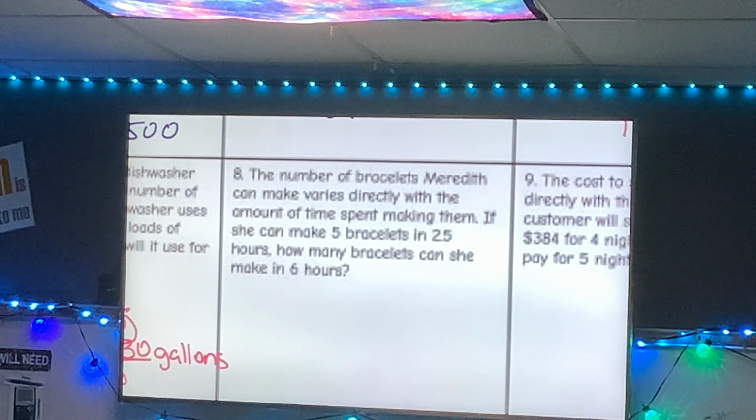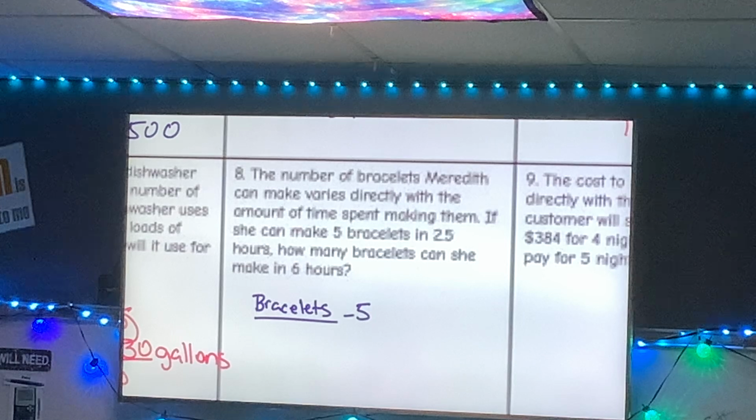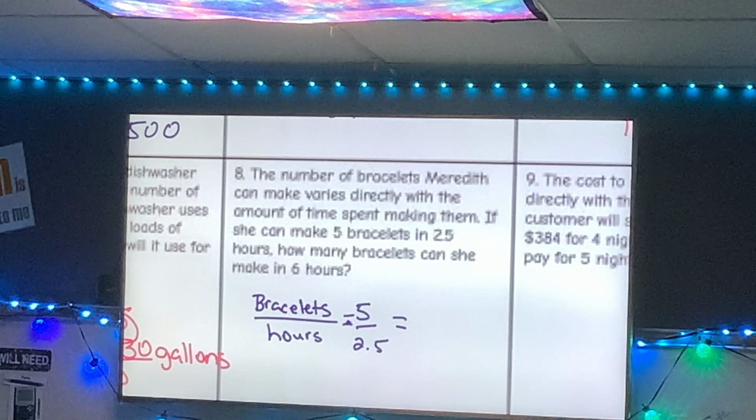Okay, now the one on your test is like this one, or one of the ones on your test. The number of bracelets Meredith can wear varies directly with the amount of time spent making them. If she can make 5 bracelets in 2.5 hours, so do you understand, when you do this on your own, if you just want to write a B and an H, I am okay with that. But you have to label somehow, so you know where to put your next info. How many bracelets can she make in 6 hours?